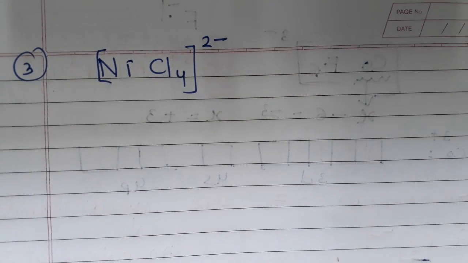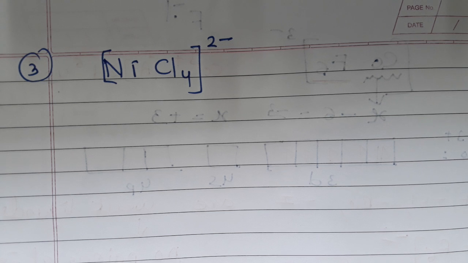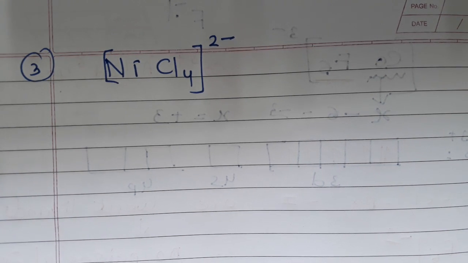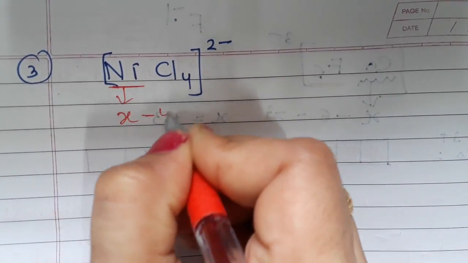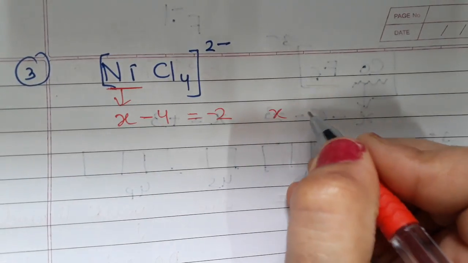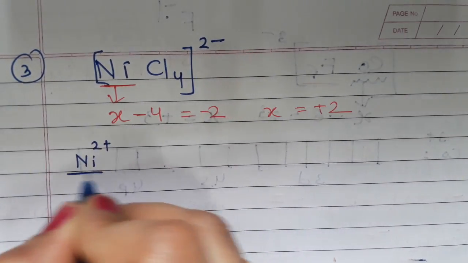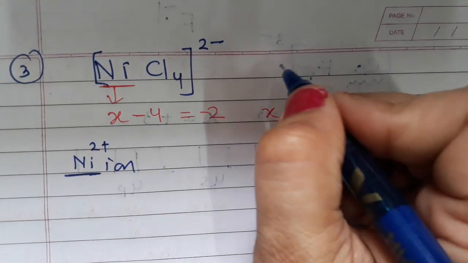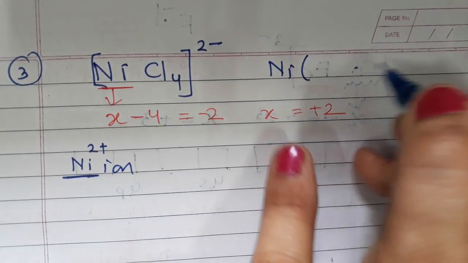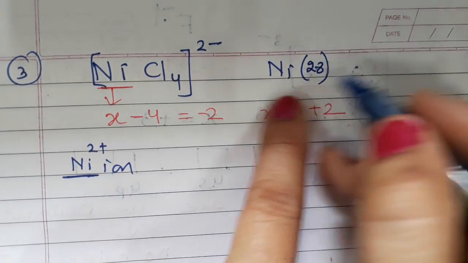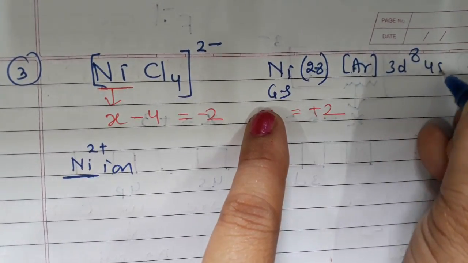Now this is the complex in front of us and we have to answer its geometry, whether it is spin paired, whether it is spin free, low spin complex, or diamagnetic or paramagnetic. So let us begin with the simple step. We will find out the oxidation number. X minus 4 is equal to minus 2, X is equal to plus 2. So we all know that we have to write down the electronic configuration of nickel ion. First we will write down the electronic configuration of nickel when it is in ground state. So it is Ar 3d8 4s2.